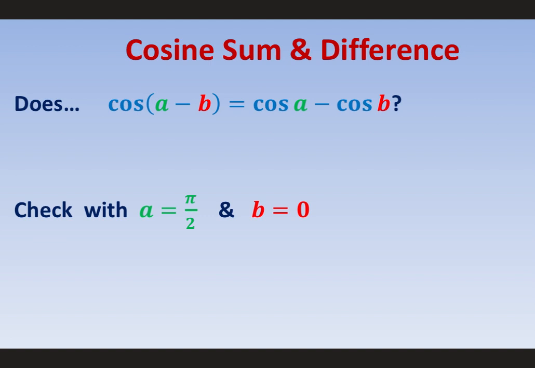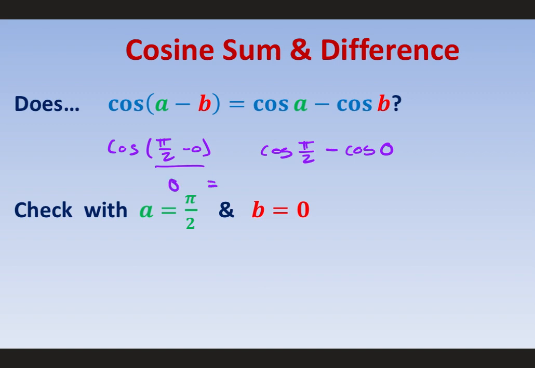So the cosine of A minus B, if A is pi over 2 and B is 0, we can check this. So we'll do the cosine of pi over 2 minus 0 and the cosine of pi over 2 minus the cosine of 0. Well, order of operations here, in this first one we have to do the pi over 2 minus 0 first. So we get the cosine of pi over 2, cosine of 90, which is 0. So we get 0 right there.